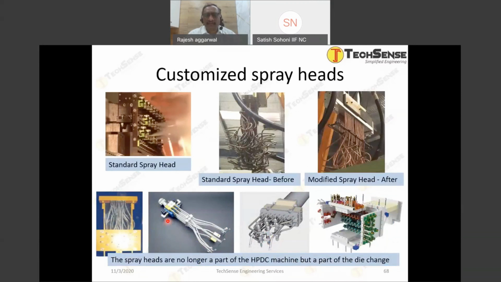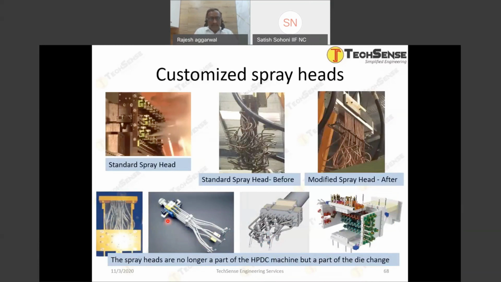These are the spray heads: the standard spray head you see on the left side, and the rest are all customized spray heads, examples of customized spray heads. We have used many of them in our shop floor journey, and they are very, very useful.